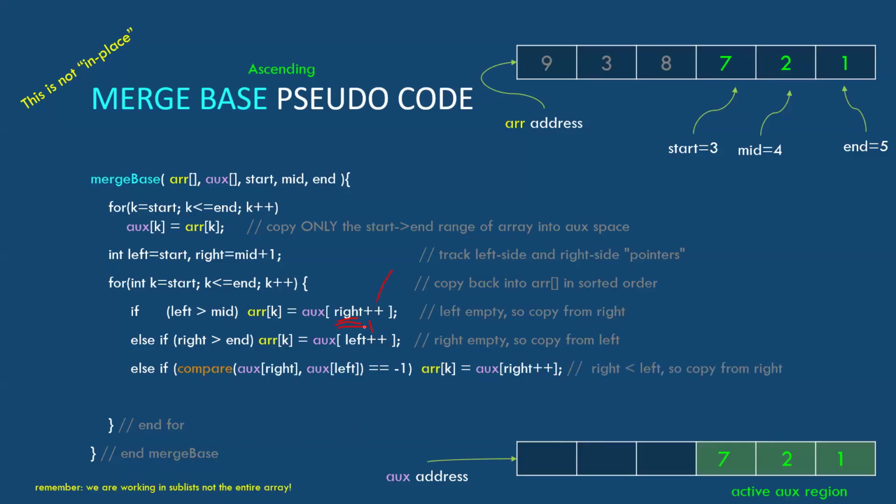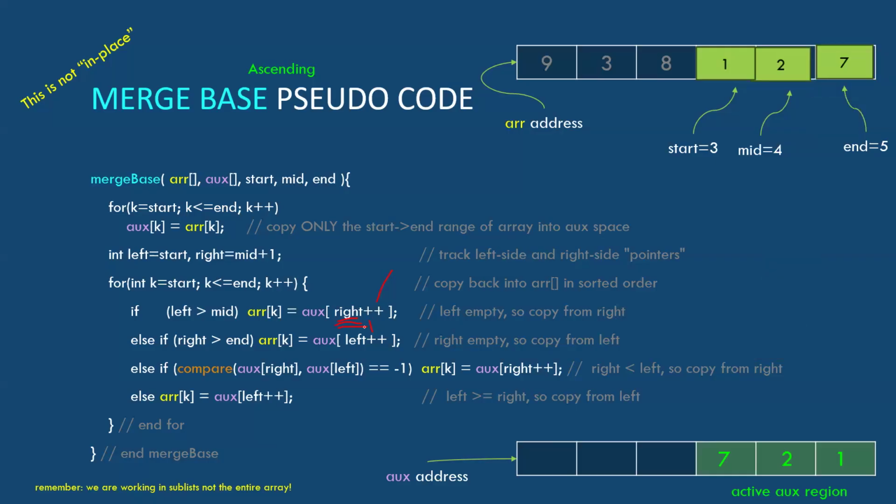Otherwise, if you've run out of space on either side, copy it from one or the other if the pointer has gone beyond the end of where it should be. That's our merge. So more or less what you'll see in actual code, but not exactly 100%.